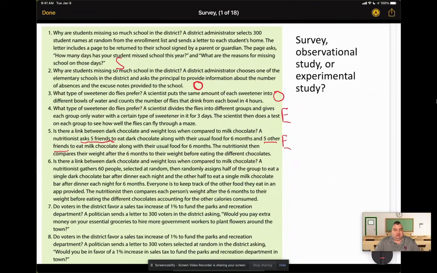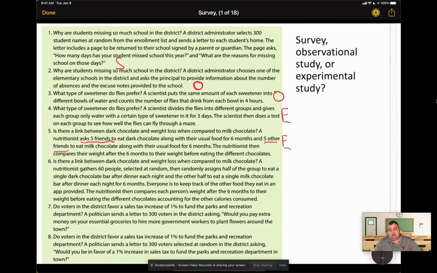Number 6, is there a link between dark chocolate and weight loss when compared to milk chocolate? A nutritionist gathers 60 people selected at random, then randomly assigns half of the group to eat a single dark chocolate bar after dinner each night, and the other half to eat a single milk chocolate bar after dinner each night for 6 months. Everyone is to keep track of the other food they eat in an app provided. The nutritionist then compares each person's weight after the 6 months to their weight before eating the different chocolates, accounting for the other calories consumed.